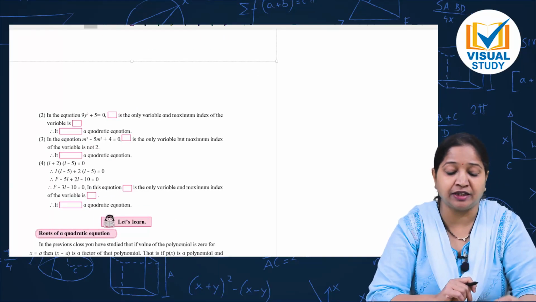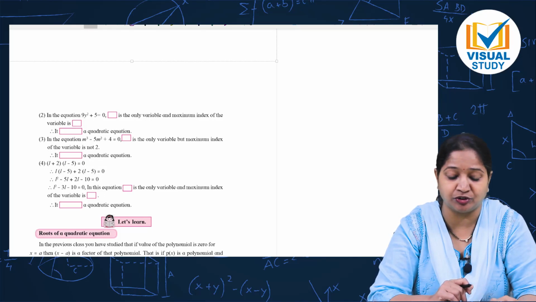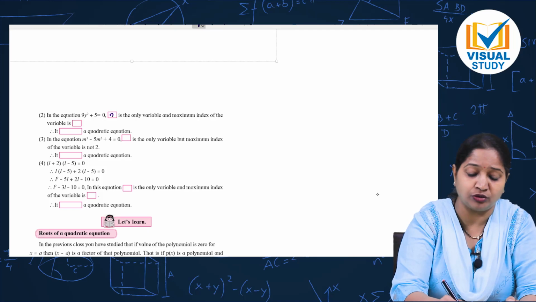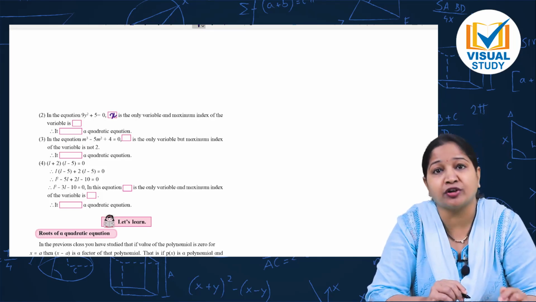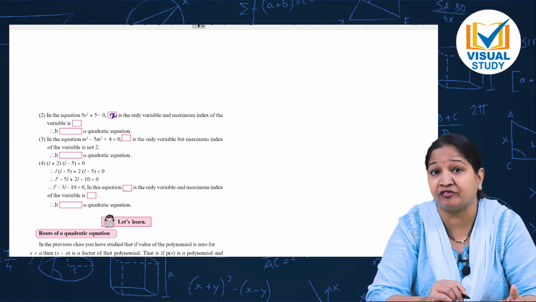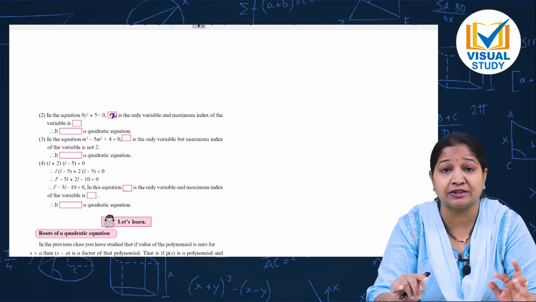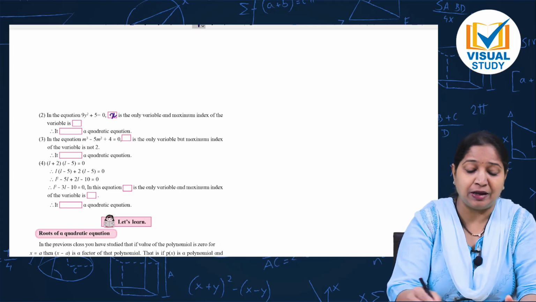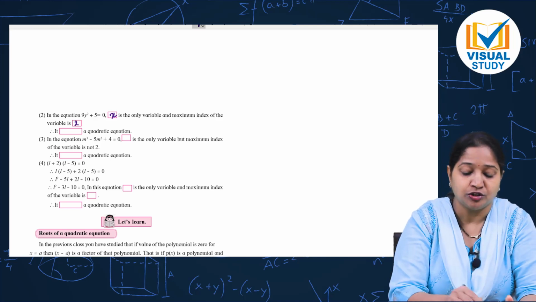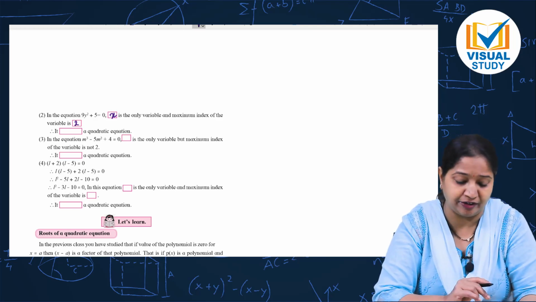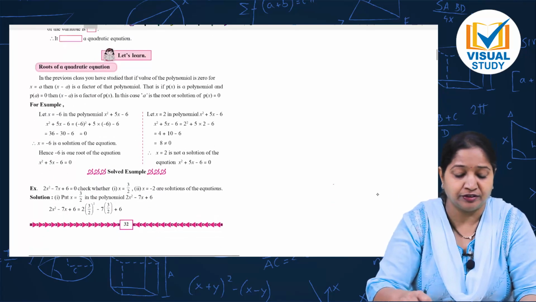Now in the equation 9x square plus 5 equal to 0, x is the only variable, because in a quadratic equation we have only one variable, whereas in a linear equation in two variables we have two variables, x and y. And the maximum index is 2, so it is a quadratic equation. Okay.